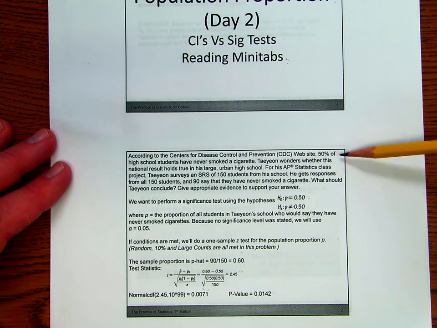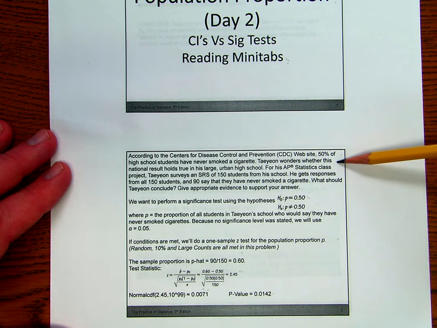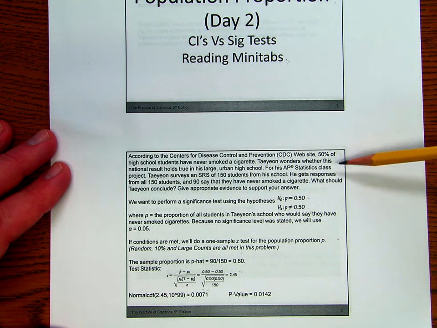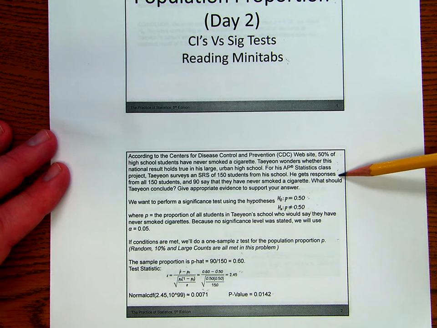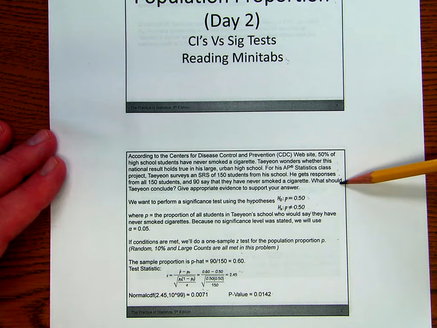It says, according to the Center for Disease Control and Prevention website, 50% of high school students have never smoked a cigarette. Tayon wonders whether this national result holds true in his large urban high school. For his AP Stats class project, Tayon surveys a simple random sample of 150 students from the school. He gets responses from all 150, and 90 say they have never smoked a cigarette. What should Tayon conclude?